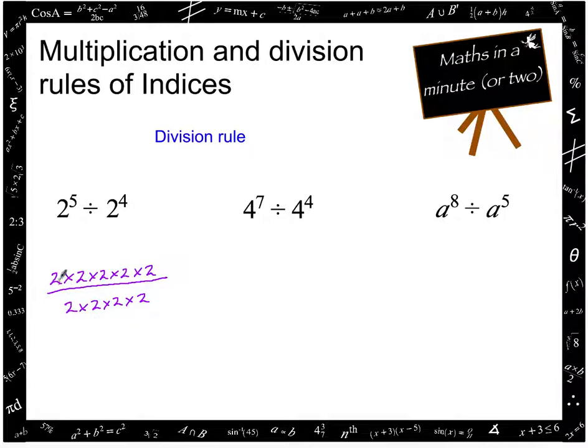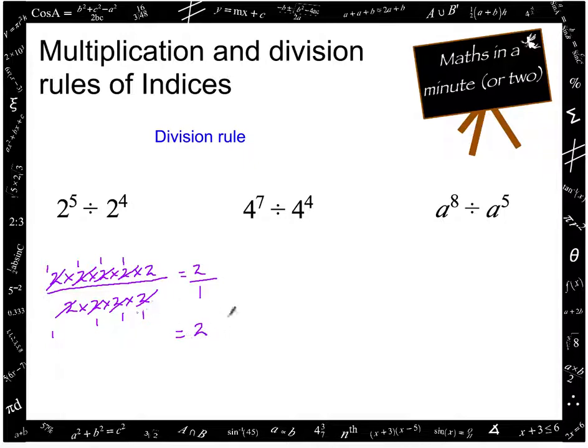Now if you think about cancelling out, 2 goes into 2 once and into 2 once, 2 goes in once and in once, 2 goes in once and in once, 2 goes in once and in once. So the whole top turns out to be 1 times 1 times 1 times 1 times 2. And the whole bottom turns out to be 1 times 1 times 1 times 1, which is 1, and 2 divided by 1 is 2. So the whole answer is 2.